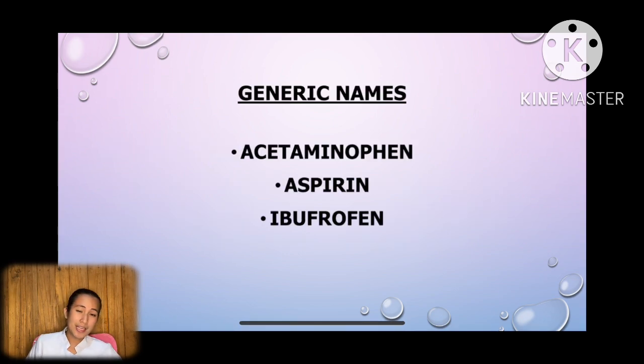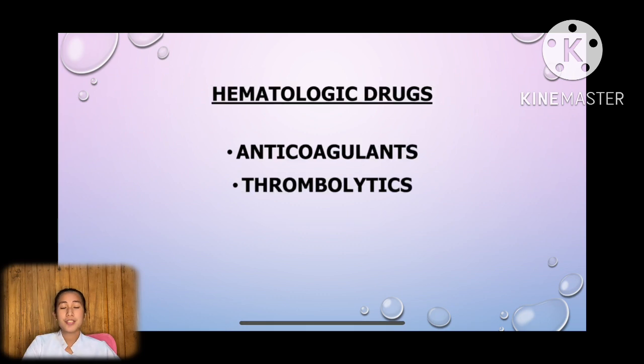So that's it. I think that's it for the three generic names of non-opioid analgesic. Again, first is the acetaminophen, aspirin, and the ibuprofen. Now let's proceed to the last drug. It is the hematologic drugs, and I believe there are two drug classifications.